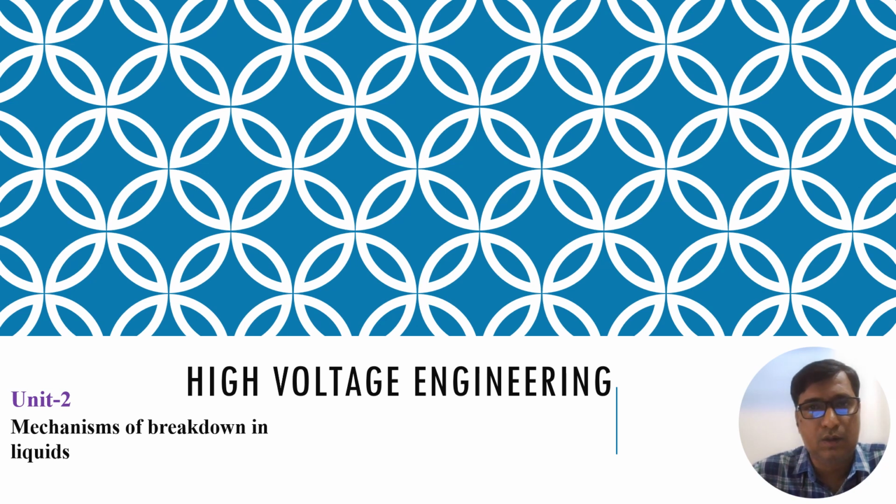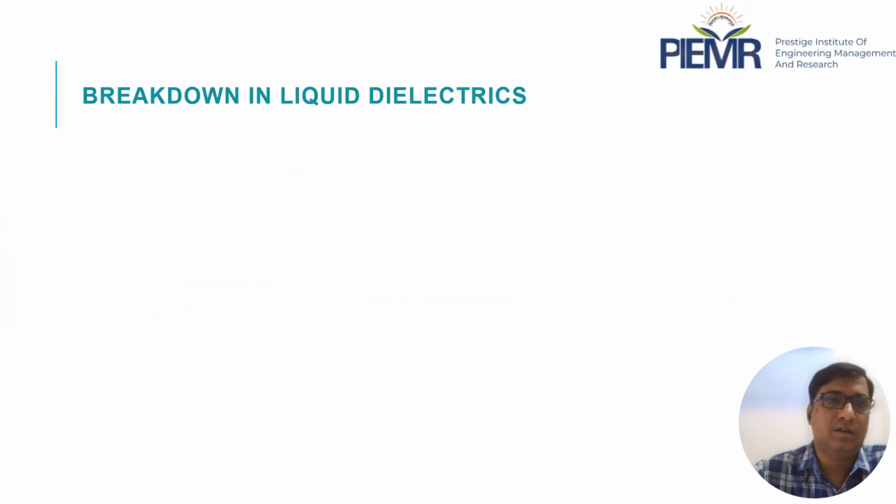Hello friends, today we'll discuss unit number 2 of High Voltage Engineering. The topic is the mechanism of breakdown in liquids. Basically, liquids are used as a dielectric in different devices like transformers, circuit breakers and other kinds of devices. We have to discuss the breakdown of liquid dielectrics. Before that, we will discuss where they are used.